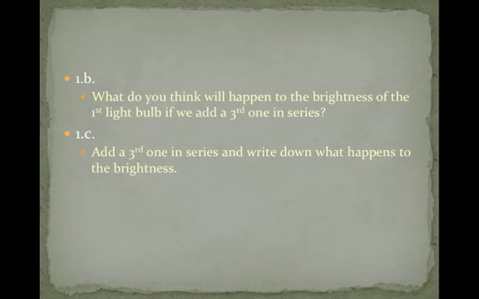1B, what do you think will happen to the brightness of the first light bulb with a third? Hopefully you thought it was going to go down even more. And 1C should have shown the brightness decrease. In a series circuit, as we add more light bulbs without changing the voltage, the brightness will go down because the current will go down because the total resistance is going up.